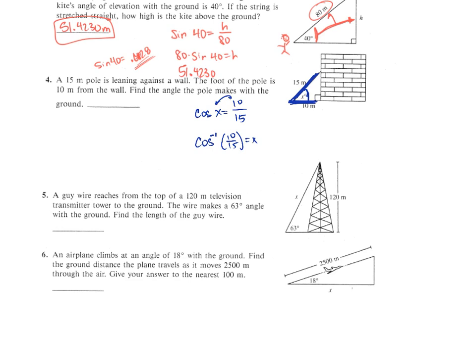Working this out on our calculators, the inverse cosine of 10 over 15 comes out to be 48.1897 degrees. So 48.1897 degrees is what x is. And let's see what we got next.